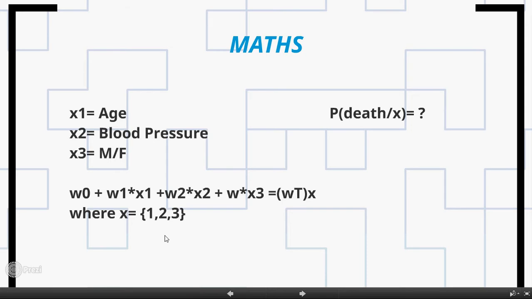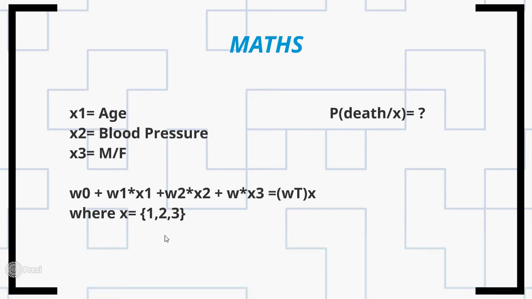So when age is large and W1 is positive, we can see that it is more probable that the person is going to die. Similarly with blood pressure, higher the blood pressure means higher chances of death. But we can see that there is one problem here. Problem is that we are not getting any probability here. So to solve this problem, we make use of sigmoid or S curve.